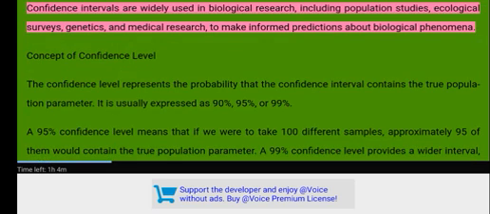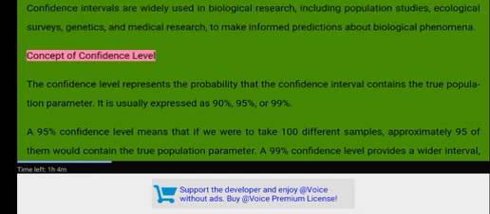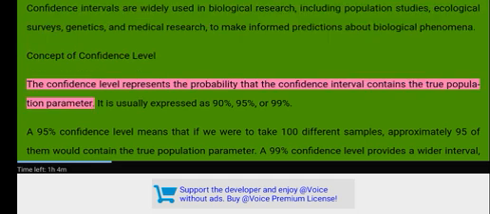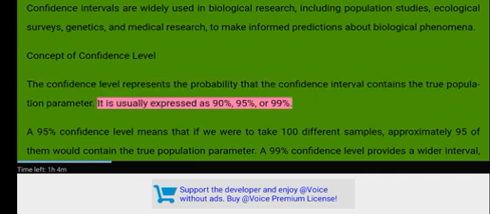Confidence intervals are widely used in biological research, including population studies, ecological surveys, genetics, and medical research, to make informed predictions about biological phenomena. Concept of confidence level. The confidence level represents the probability that the confidence interval contains the true population parameter. It is usually expressed as 90%, 95%, or 99%.